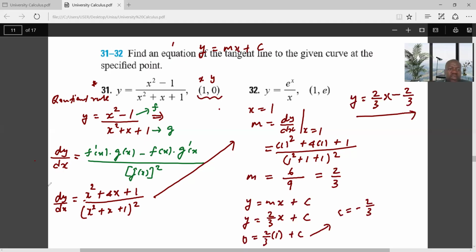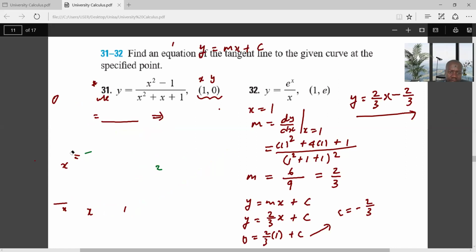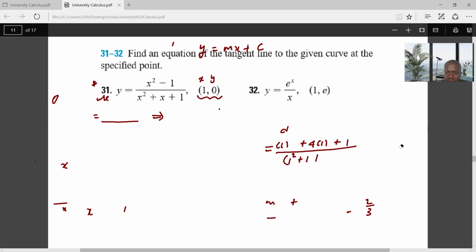We are using the quotient rule to do the derivative. I believe you're following. I strongly believe you're following, ladies and gentlemen.